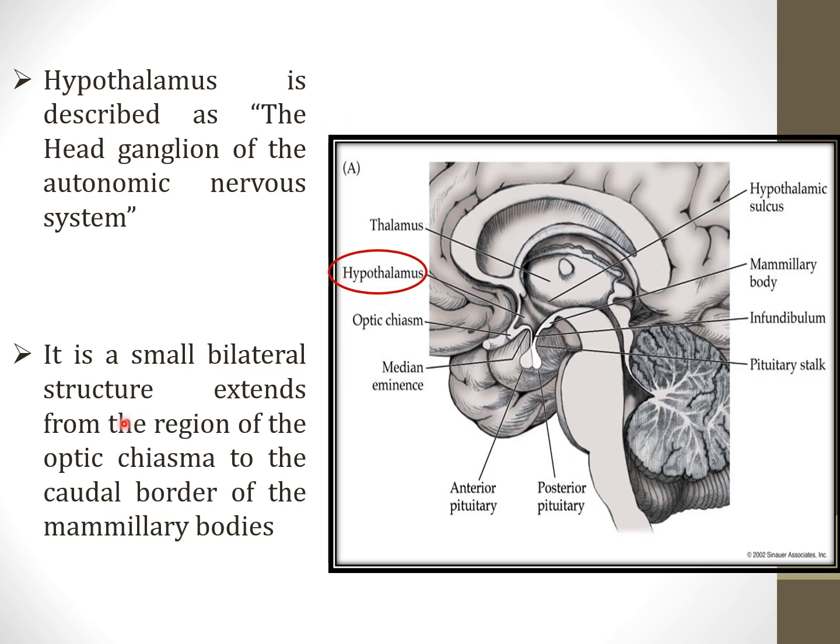Hypothalamus is a bilateral structure, extending from the region of the optic chiasma to the caudal border of mammillary body. Just look at the optic nerve, and you can see the optic chiasma over here. Anteriorly, the hypothalamus has a relation with the optic chiasma, and posteriorly, there's a small eminence called mammillary body. And this is anterior pituitary and posterior pituitary, and we have the thalamus here.